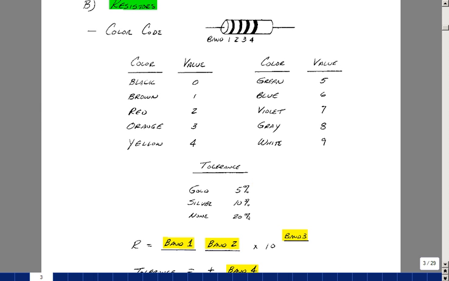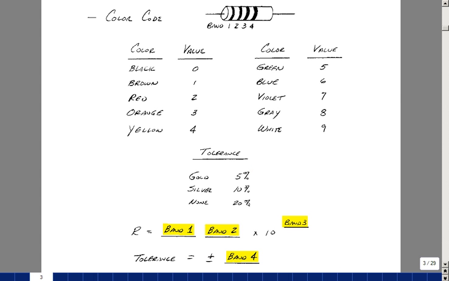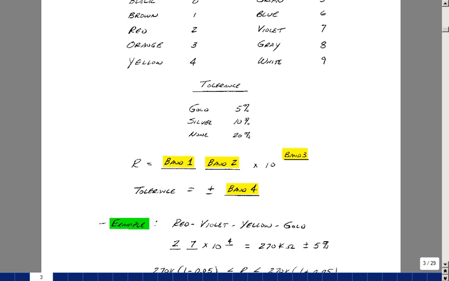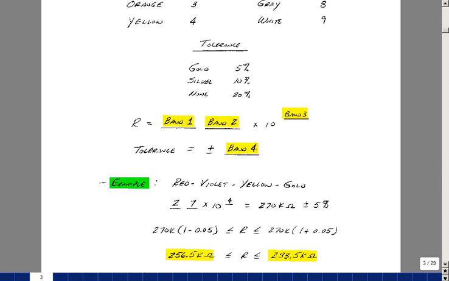Now bands 1, 2, and 3, with the colors shown, tell you the value of the resistor on the average. These are really placeholders, so here's band 1, band 2, and band 3. Let's do an example. Suppose that we take a red, violet, yellow, gold resistor and try to figure out its value and then its range of values.